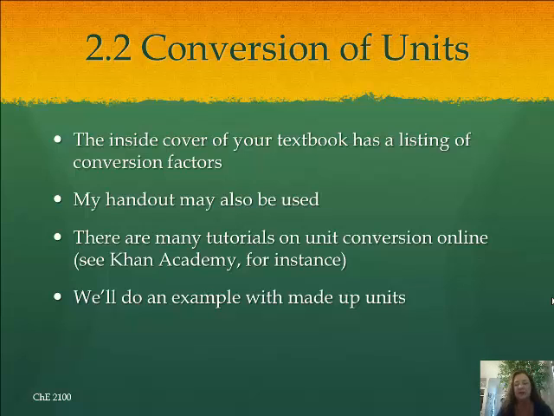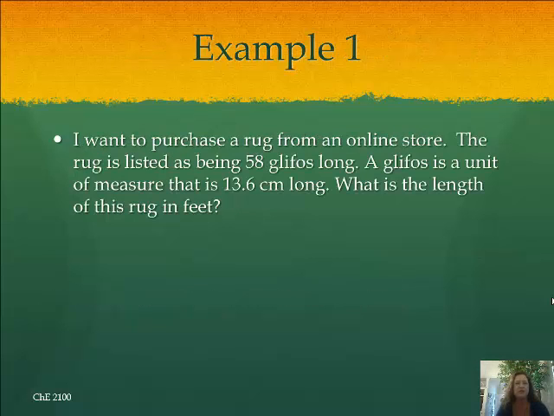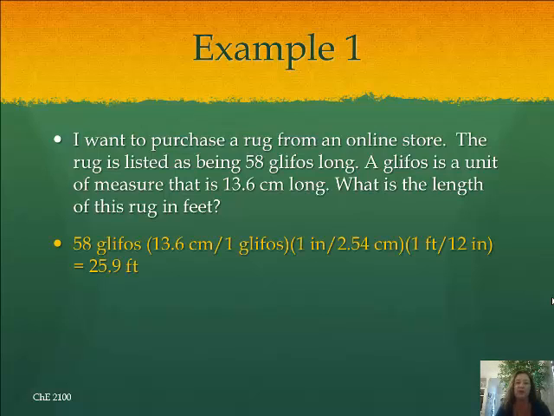So we're going to do an example, and I'm going to do one with made-up units so that we can't just check it with our calculator. Here's my first example. I'm trying to purchase a rug from an online store, and I want to know if it's going to fit in my room. This rug is listed as being 58 glyphos long. I have no idea what a glyphos is. I look on the website and it says it's a unit of measure that's 13.6 centimeters long. So what I want to know is what's the length of this rug in feet, because I know the measurement of my room in feet.